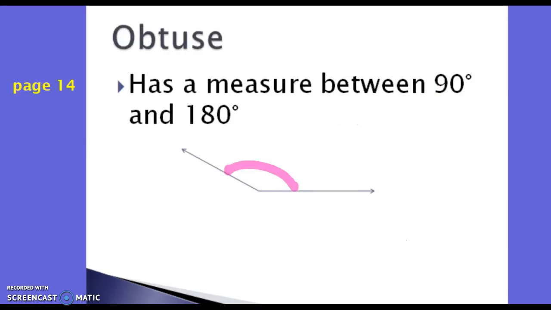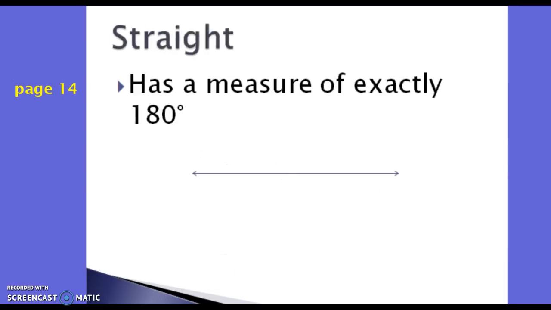An obtuse angle has a measure that is between 90 and 180. So 180 is a straight line. We'll talk about that, that's our next angle. And so an obtuse angle is somewhere in between there. Here's our straight angle. It's a straight line. That is exactly 180 degrees.